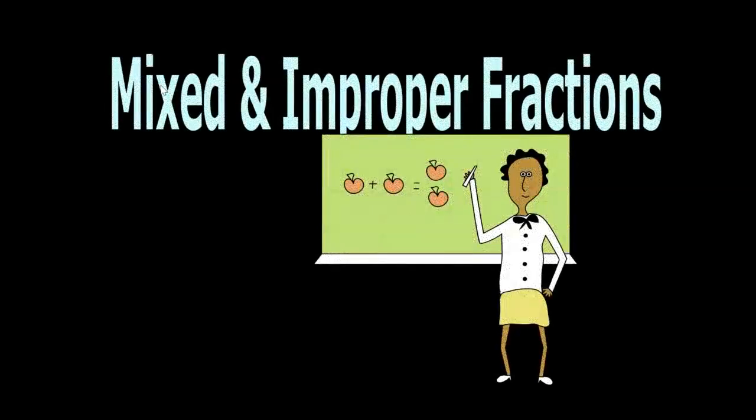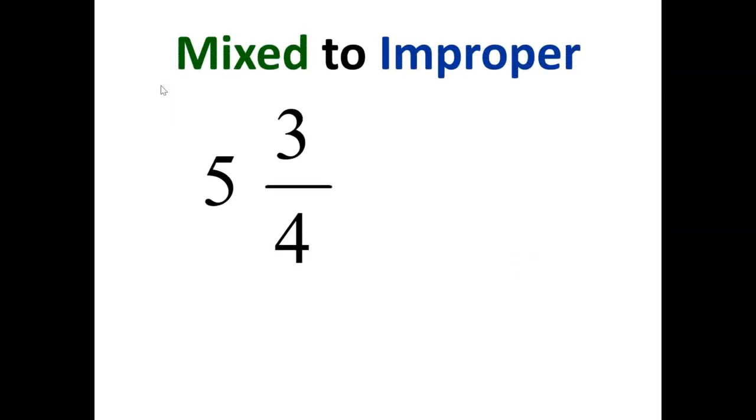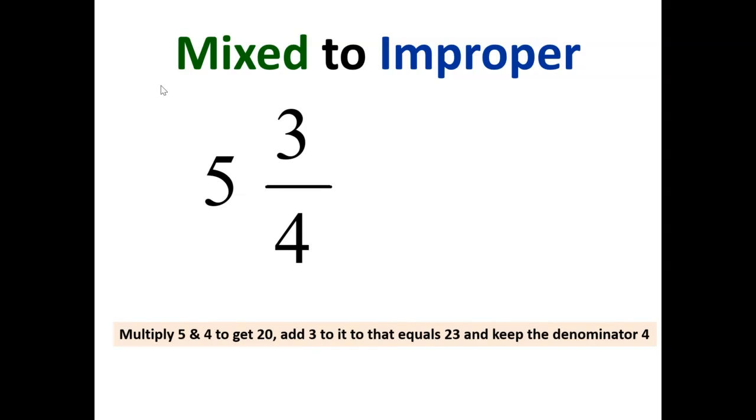A little bit of review on how to change a mixed number into an improper fraction. Here's an example, 5 and 3/4. Let's read the steps again. In order to change this into an improper fraction, I would multiply 5 and 4 first to get 20. And then I will add my numerator 3 to that, so the numerator will become 23. You want to keep the denominator 4 as is. So the improper fraction equals 23 over 4.